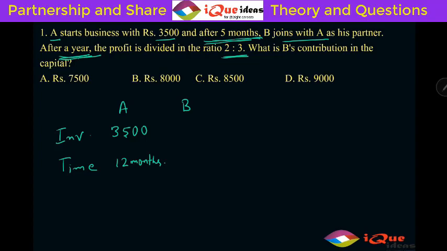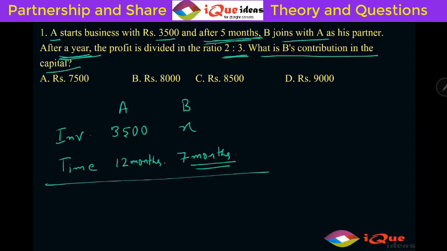Now out of 12 months, he came after 5 months. That means he remained in the business for 7 months. He came after 5 months, right? So out of the entire year of 12 months, he was there for 7 months. And suppose his contribution, the question is asking what is B's contribution in the capital, suppose the contribution was X, right?